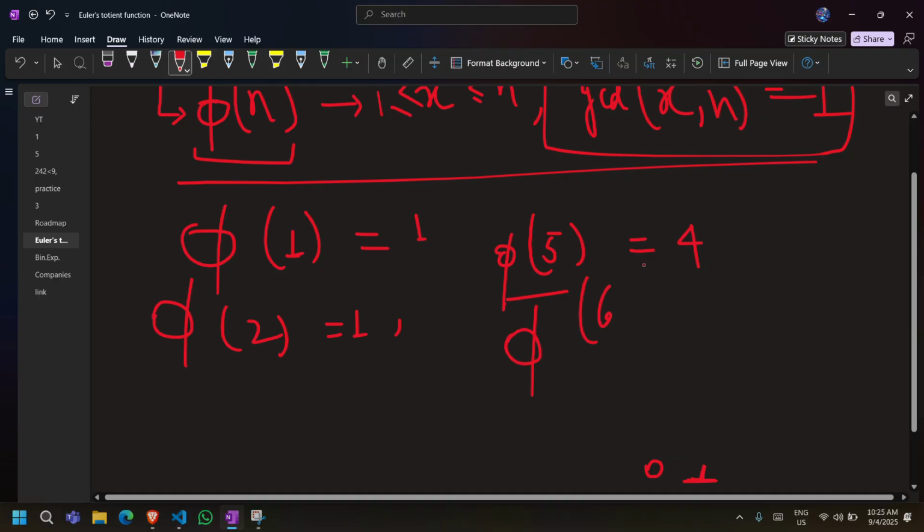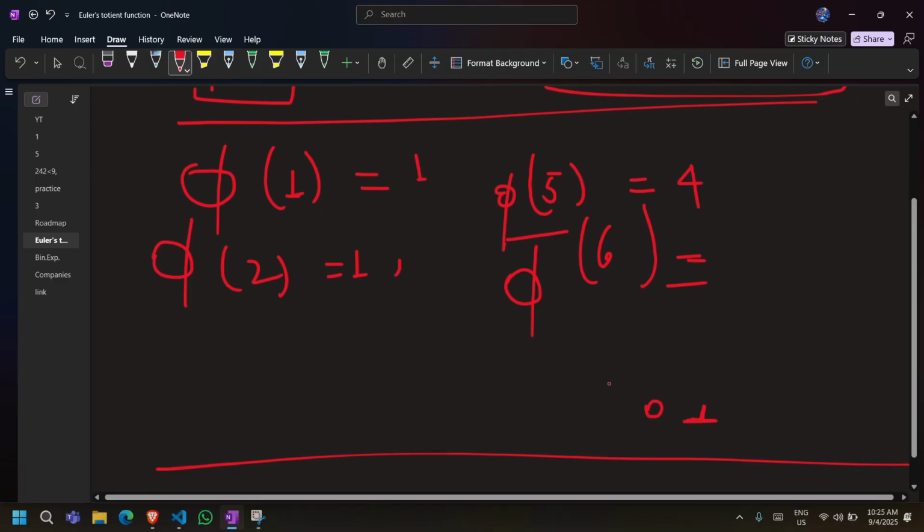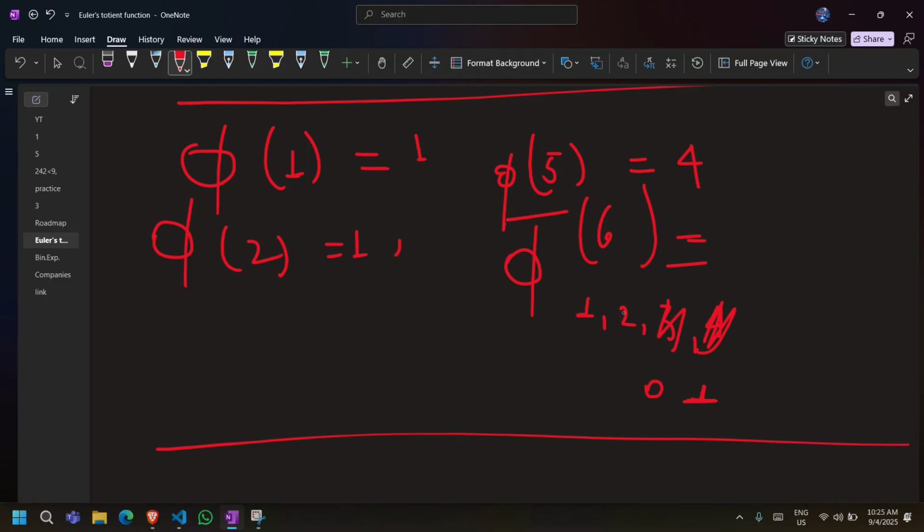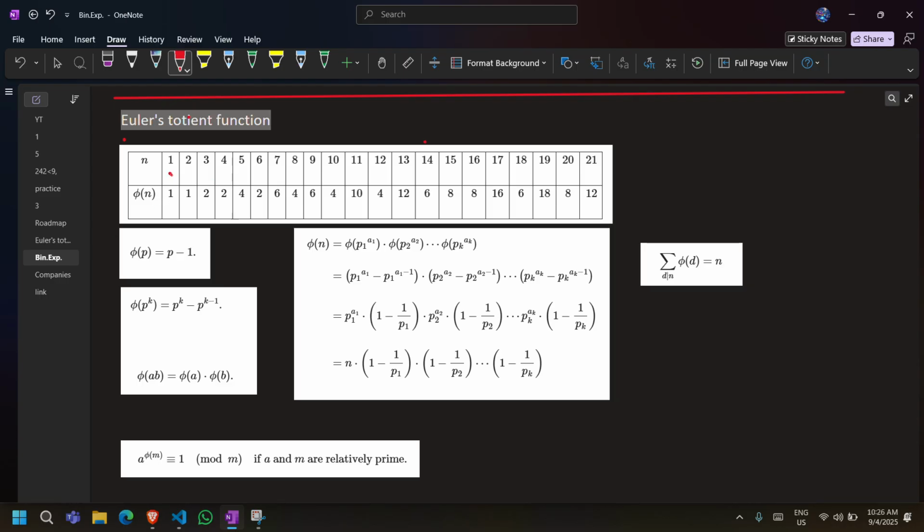Phi of 6 is basically, 1, 2, 3, 4, no. So number 1, and then 2 has GCD 2, 3, 4, and 5, GCD of 5 and 6 is 1. So phi of 6 is 2. So let's see this one. Phi of 1 is 1, phi of 2 is 1, phi of 6 is 2, phi of 7 is 6.